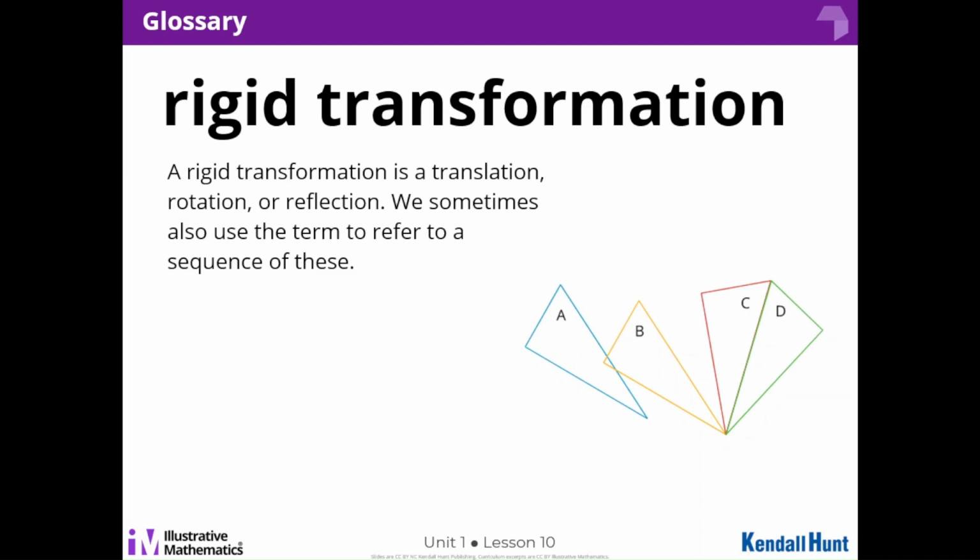So it also says here we sometimes also use the term to refer to a sequence of these. So we could look at the individual movements, or we could say to go from the blue triangle A to the green triangle D, we need to translate right and down. Then we need to rotate clockwise. Then we need to reflect. So we could be talking about individual movements, or we could be talking about the whole series of movements that had to happen.